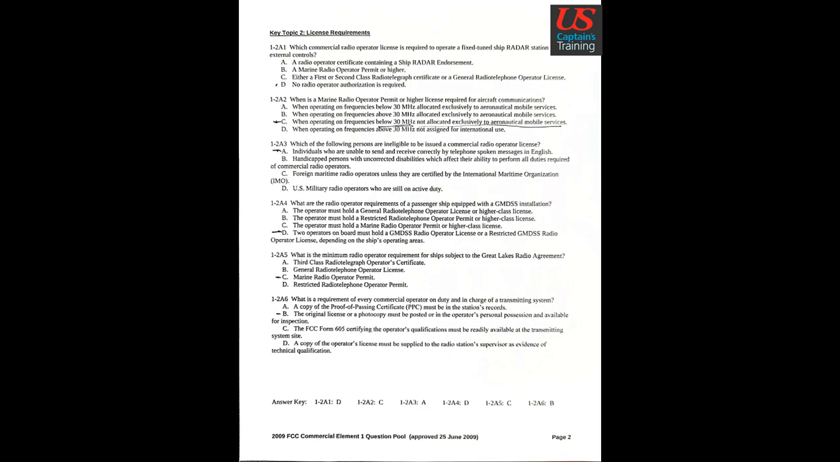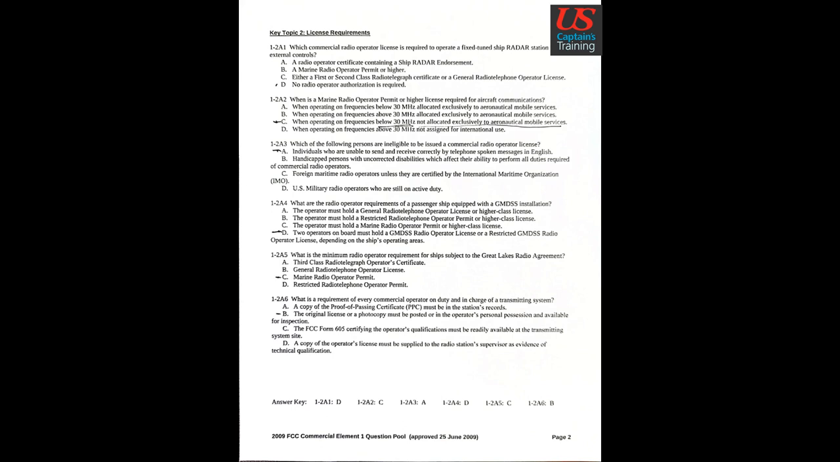License requirements. 1. Which commercial radio operator license is required to operate a fixed-tuned radar, ship radar station with external controls? D. No radio operator authorization is required. 2. What is a marine radio operator permit or higher license required for aircraft communications? C. When operating on frequencies below 30 megahertz, not allocated exclusively to aeronautical mobile services.